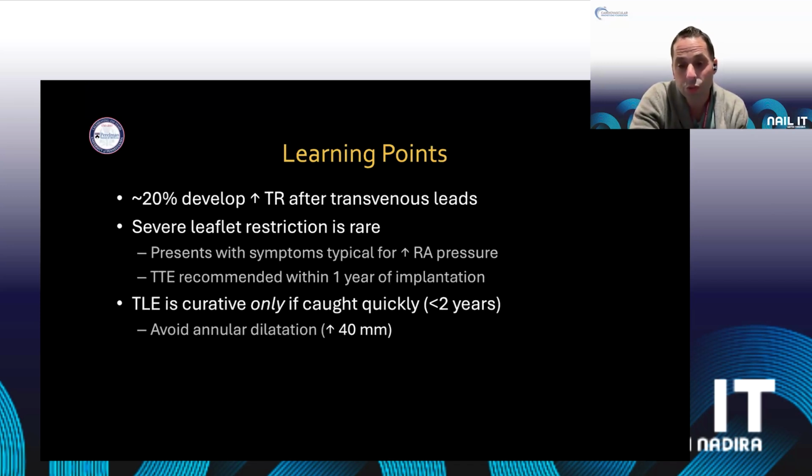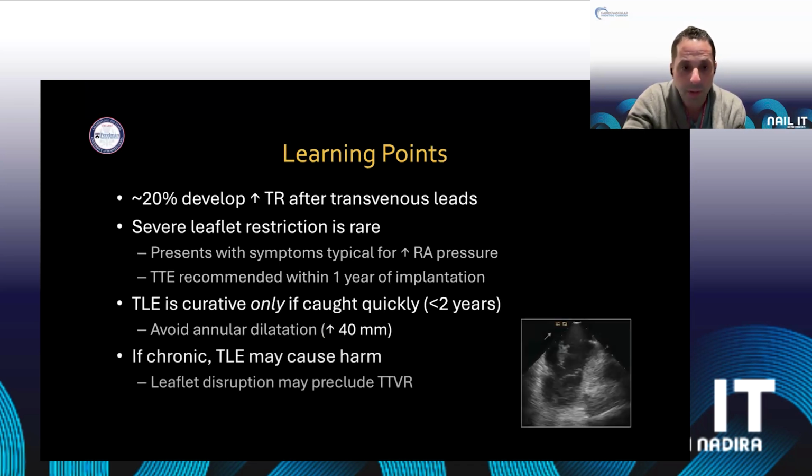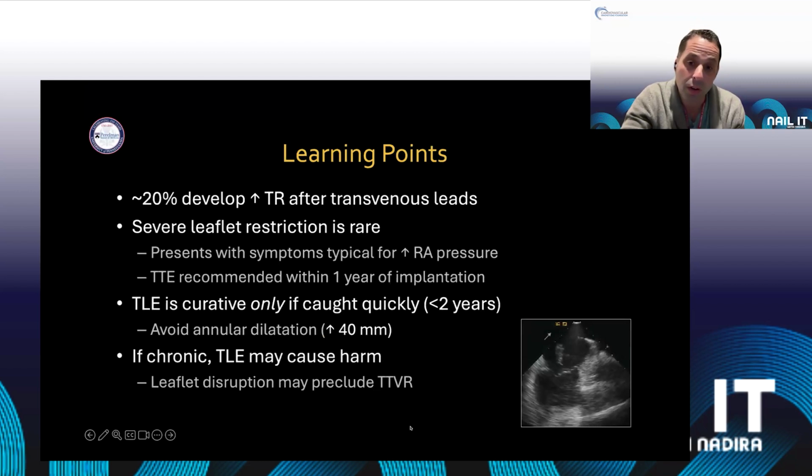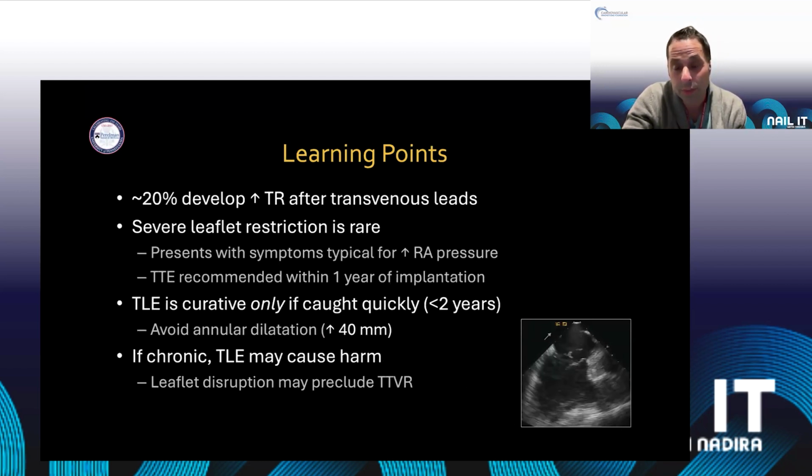If you can remove a lead that's truly restricting one of the leaflets, usually the septal leaflet, under 2 years, you have a really good chance of making that patient better. But once that annulus dilates, the cat is probably out of the bag. And if chronic, TLE may cause harm. Here's an example of a patient who had a horrible flail leaflet after the procedure. So this is a disaster. This patient needs surgery and probably needs a valve replacement. And not only that, they're no longer a candidate for the current iterations of TTVR. So a lot of thought has to go into these cases and what the possible outcomes might be.